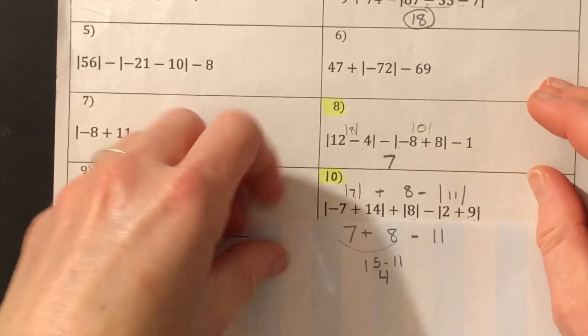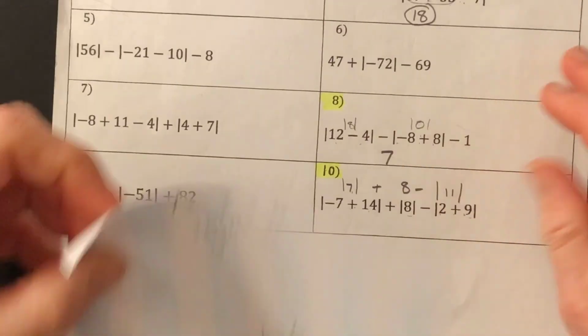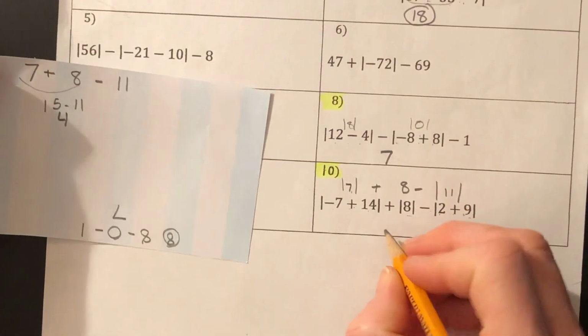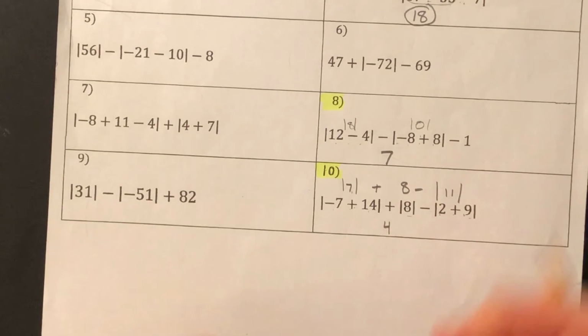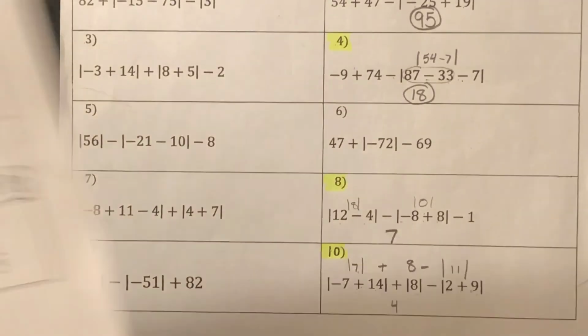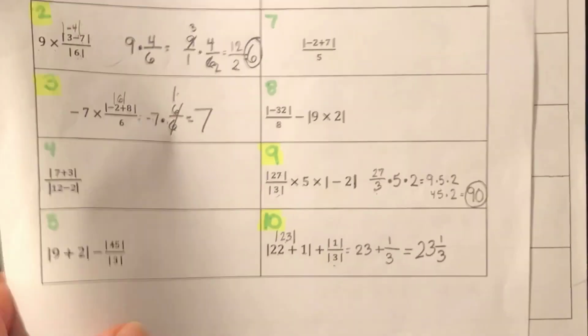If you have any questions on this, it's okay to text me or to have your parents text me. All right, we did almost half of this together. We don't have too much left.